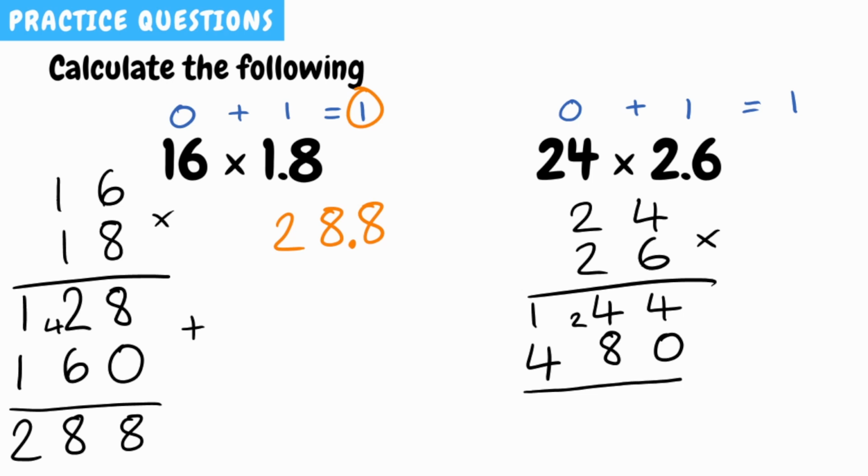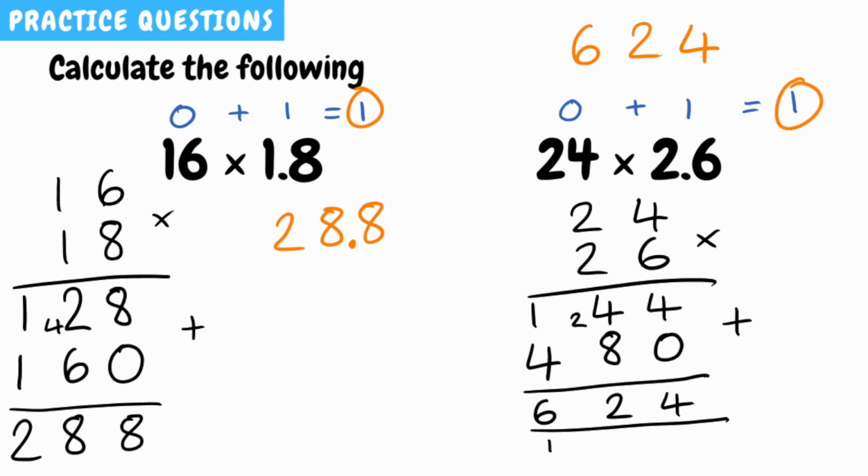So once we've done that, we're then going to add these two numbers together. So we have 4 add 0, which is 4. We have 4 add 8, which is 12. So a 2 here, carry over the 1. We then have 1 add 4, which is 5. Add the 1 we've just carried over, that gives us 6. So we know the digits in our answer are going to be 6, 2, and 4. But then looking back to what we figured out earlier, we know there's going to be 1 decimal place in our final answer. So the answer to 24 multiplied by 2.6 would actually be 62.4.